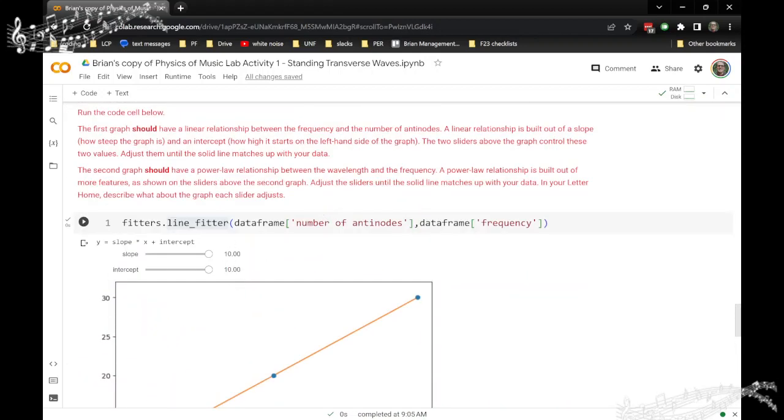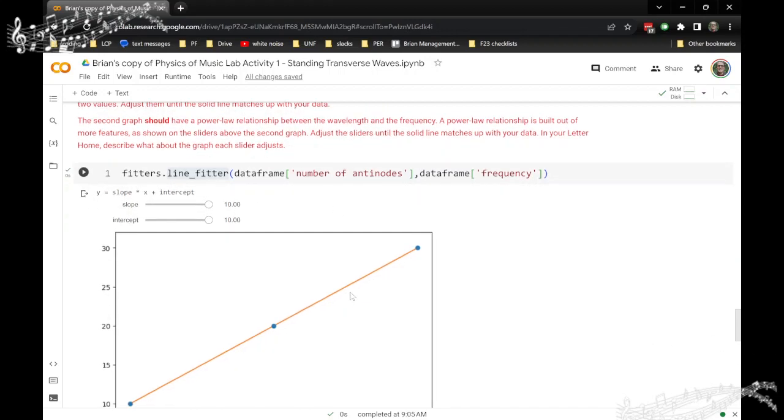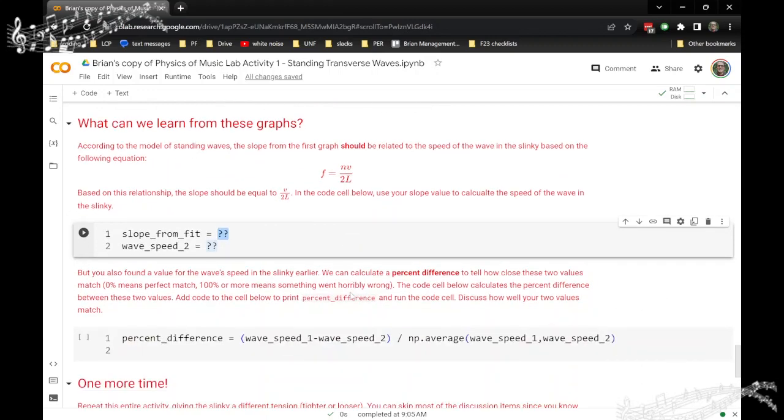Now I do have an intercept. I think I might have messed up my data somewhere there. I should have an intercept of 0 according to that equation, but hopefully you've got something better from your experiment. So then here I've got a wave speed. This is where I would calculate that based on what I rearranged here from my little bit of algebra. If I say slope equals this, I can solve for v in terms of slope.